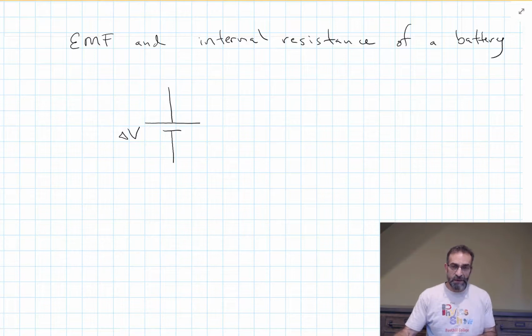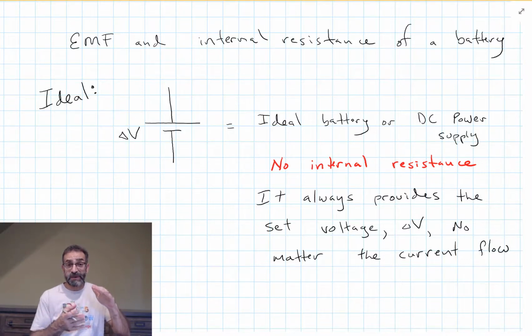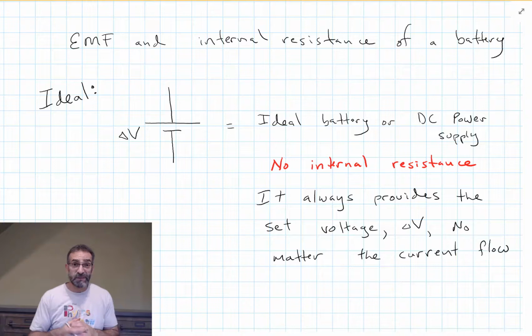Up until now, this symbol I've drawn stands for a battery or a DC power supply, but it stands for an ideal battery or DC power supply, which means there's no internal resistance. If a power supply or battery has no internal resistance, the voltage across the terminals will always be the same, regardless of how much current the battery is flowing. That's not true in the real world.